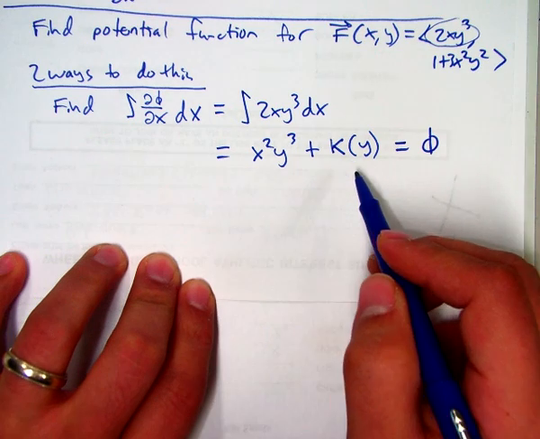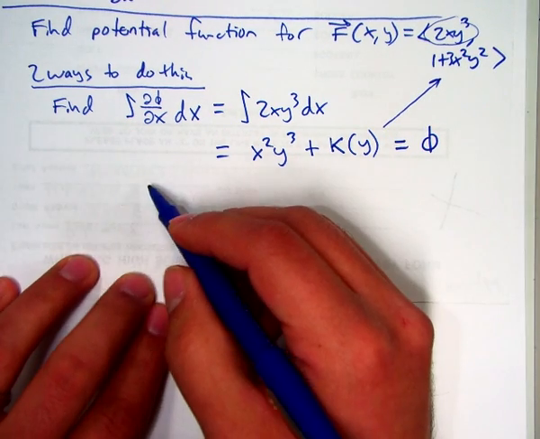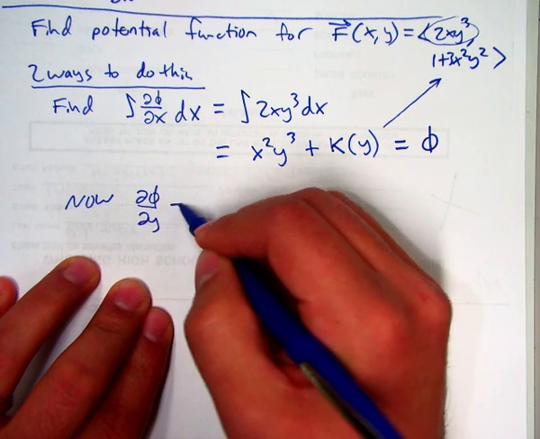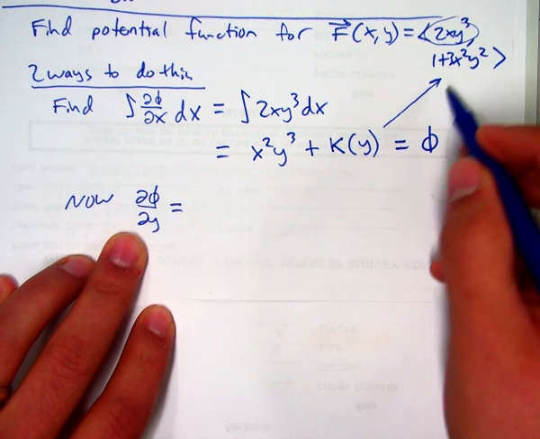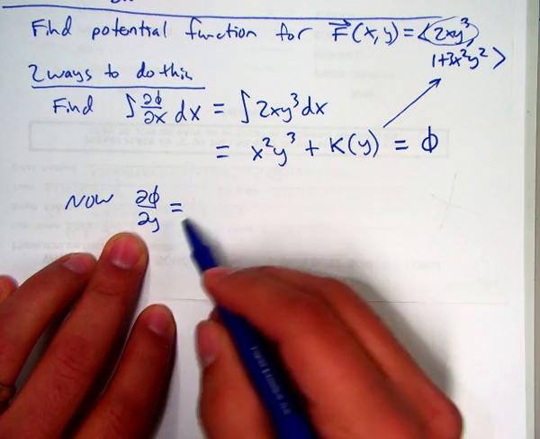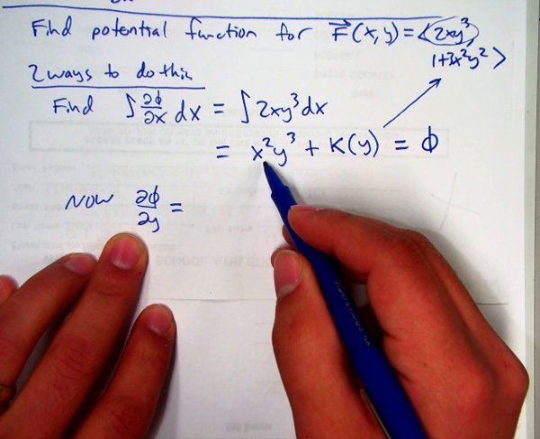Okay, so loosely stated, this is the potential function. What we're going to do now is kind of cross-check it and see what happens if I do partial phi partial y. Well, partial phi partial y has to be 1 plus 3x squared y squared, right? According to this function here, if I take the partial derivative with respect to y, what do I get?